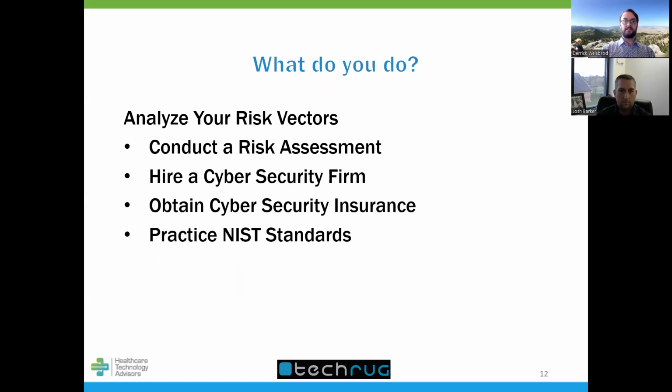Oftentimes it's very helpful to bring in a cybersecurity firm to help you with it. You certainly should have cybersecurity insurance and practice NIST standards, which is just the National Institute of Standards and Technology, and like your framework for your various financial compliance requirements and various healthcare requirements related to IT and security. They're just NIST standards. And it's just like, here is the best practice way to manage data.